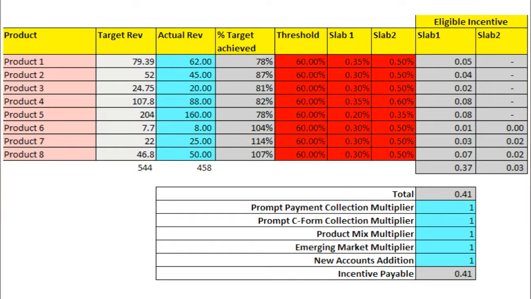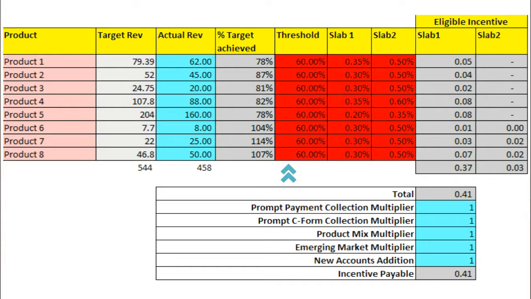You can see that there is a list of products which are given to the salesperson to sell. For reasons of confidentiality, the products are hidden here. Then you have a column which talks about the targeted revenue from each of these products for that quarter. The column in blue shows the actual target achievements by the salesperson. And based on the targets achieved, there are certain thresholds on which there are incentives which are paid to him.